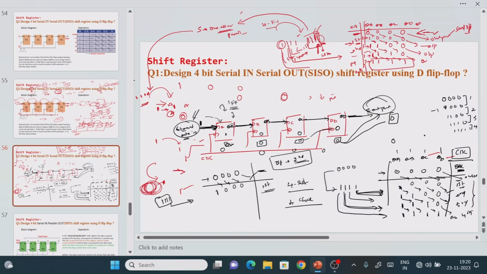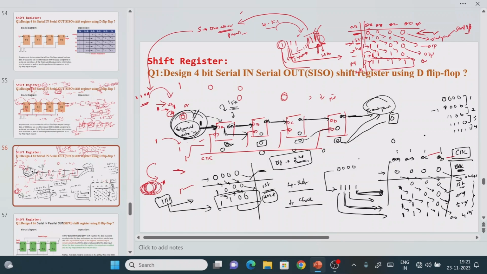Now after the first clock pulse, what is the answer? 1 0 0 0. Now at the second clock pulse, what are we trying to do? We are giving one more external 1. Now this will go inside the first flip-flop. The first flip-flop's data will move to the second one, the second one will move to the third, the third will move to the fourth, which is the output. Now at the second clock pulse, what is the output we are getting? 1 1 0 0. This is the answer. Now suppose the given question is something like this.